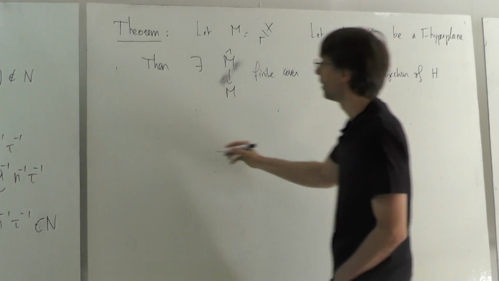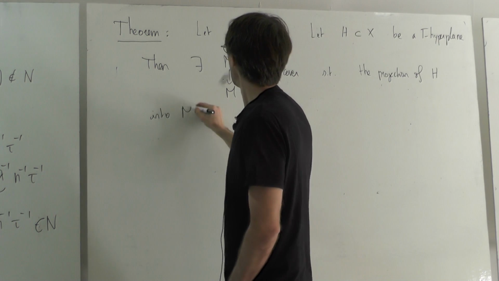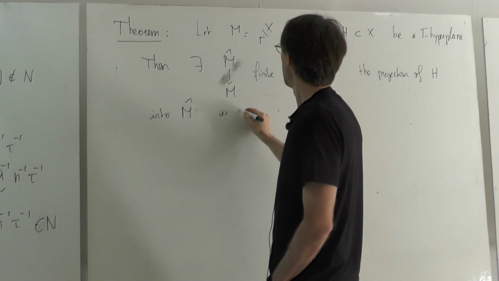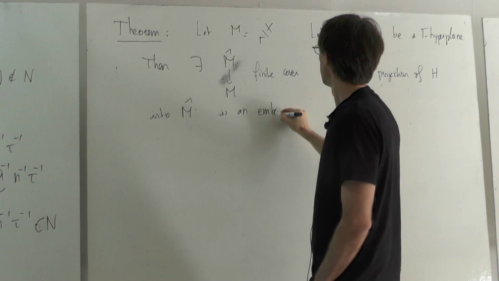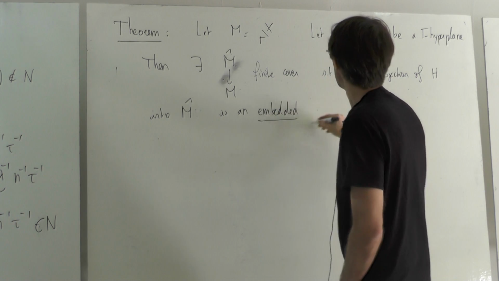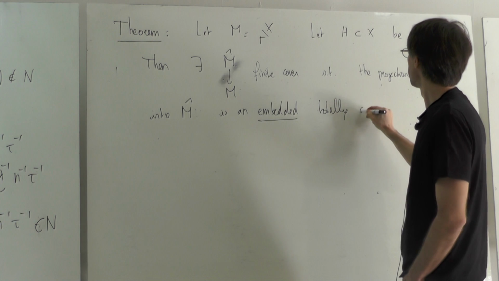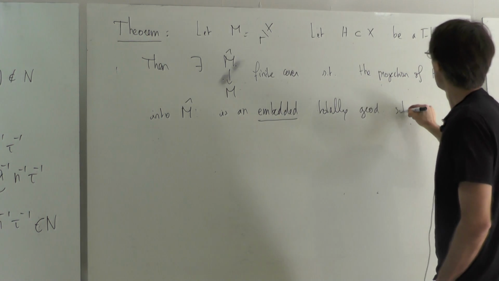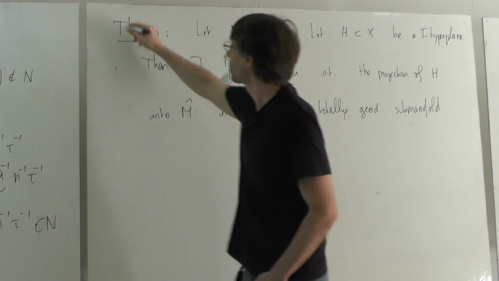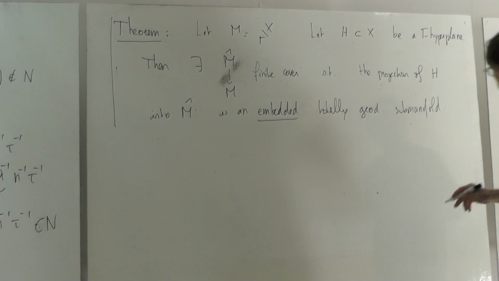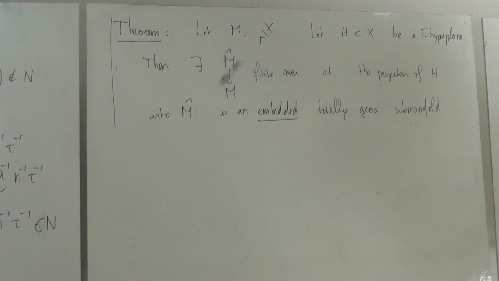of H into M hat is an embedded totally geodesic submanifold. So the important word here is embedded. So let's explain what happened. So for example, you started with a geodesic here.